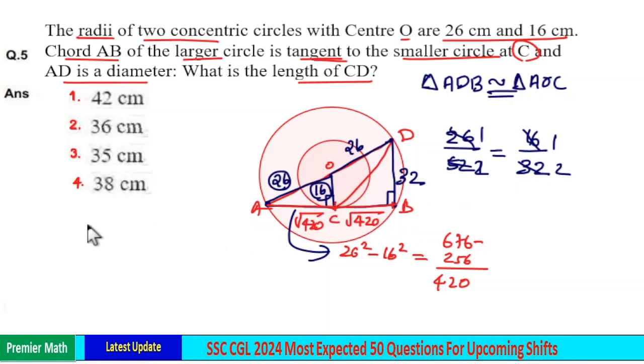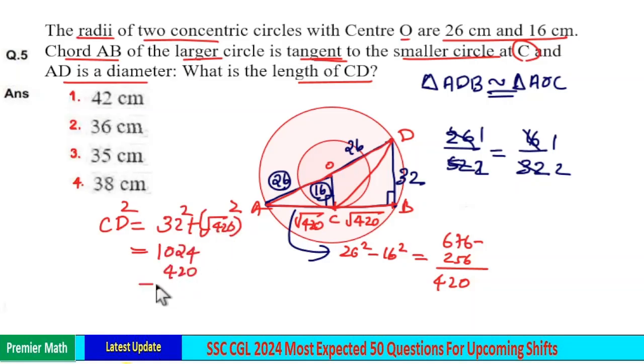That is, CD square is equal to 32 square plus root 420 square, which is equal to 1024 plus 420, which is 1444. That is, 4 is unit digit here. If you square 8 is 64. So 4 is unit digit. So option 4 is your answer. 42 is way larger. So option 4 is your answer.